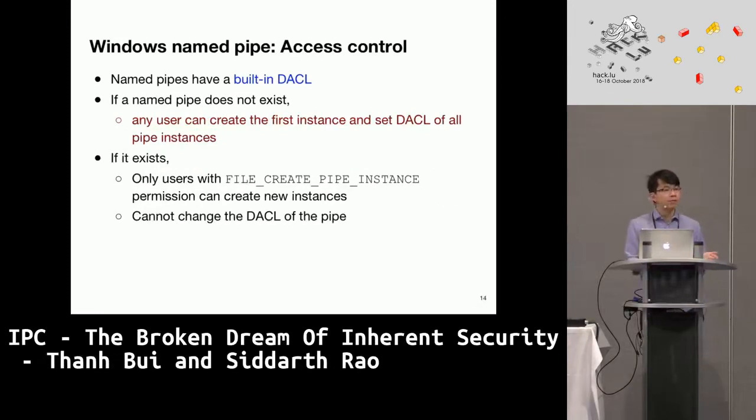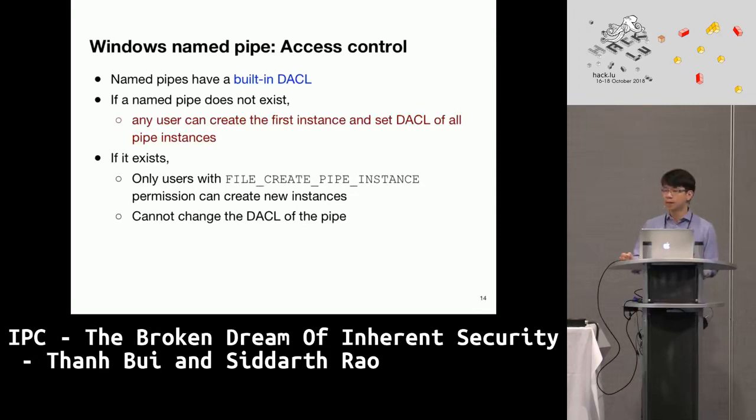There's a major difference between named pipes and network sockets. That is, named pipes have built-in access control. Named pipes are basically Windows objects, so they have a discretionary access control list associated with them. And there are two cases here. When the pipe doesn't exist, anyone, any user, including guests, can create a new pipe and set the access control list of all the future pipe instances.